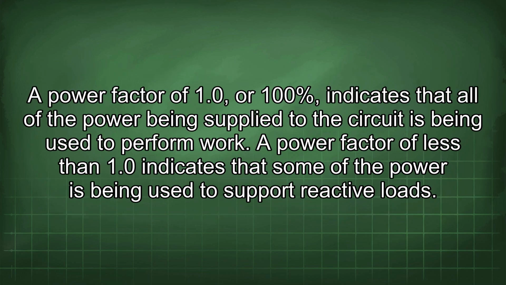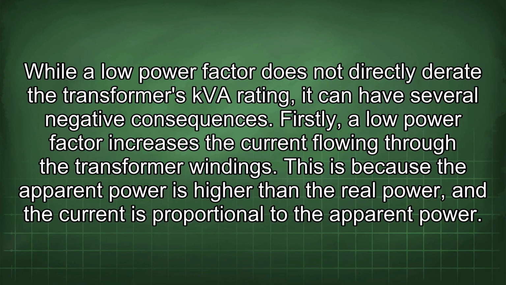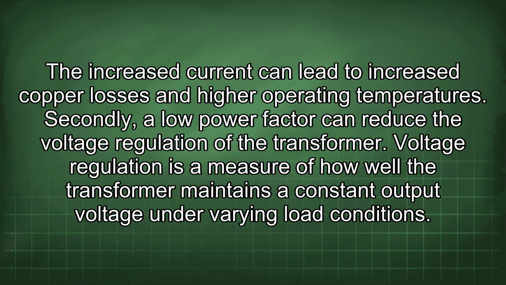A power factor of 1.0 or 100% indicates that all of the power being supplied to the circuit is being used to perform work. A power factor of less than 1.0 indicates that some of the power is being used to support reactive loads. While a low power factor does not directly derate the transformer's kVA rating, it can have several negative consequences. Firstly, a low power factor increases the current flowing through the transformer windings. This is because the apparent power is higher than the real power, and the current is proportional to the apparent power. The increased current can lead to increased copper losses and higher operating temperatures.